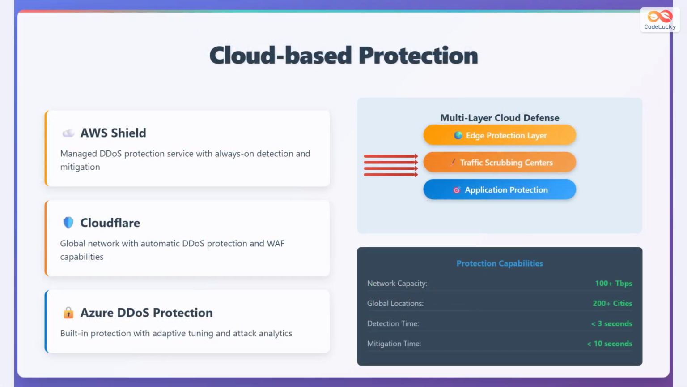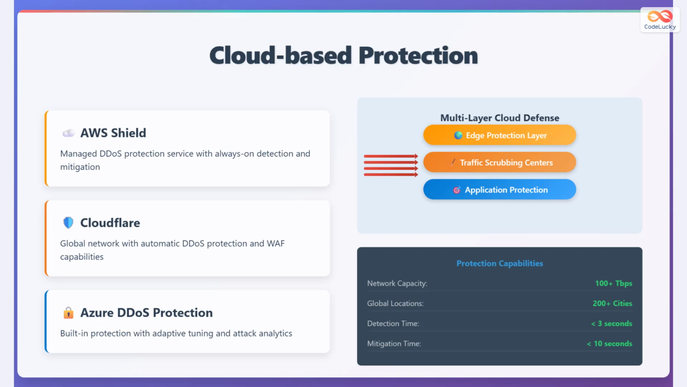Cloud-based protection provides scalable and reliable distributed denial of service protection services. AWS Shield is a managed distributed denial of service protection service with always-on detection and mitigation capabilities. Cloudflare is a global network with automatic distributed denial of service protection and web application firewall, or WAF, capabilities. Azure Distributed Denial of Service Protection provides built-in protection with adaptive tuning and attack analytics.